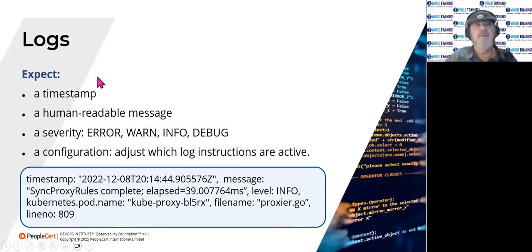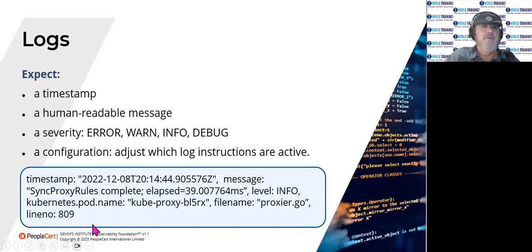You can generally expect from any log a timestamp of when the event occurred, a human readable message, a severity code or statement like an error, a warning, information only, or debug information, and something about the configuration that was active at the time the event occurred. So you can adjust which log instructions are active as well. You configure logs themselves typically in systems.